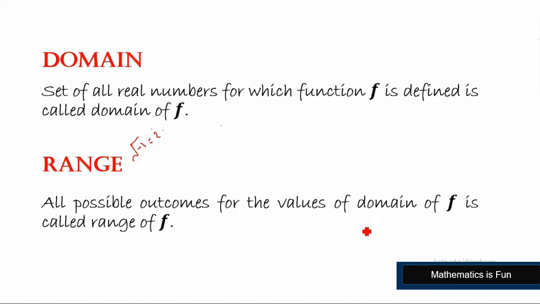Well, what is range? All possible outcomes for the values of the domain of f is called the range of f. Range basically are the outcomes, and it totally depends on the values of the domain.